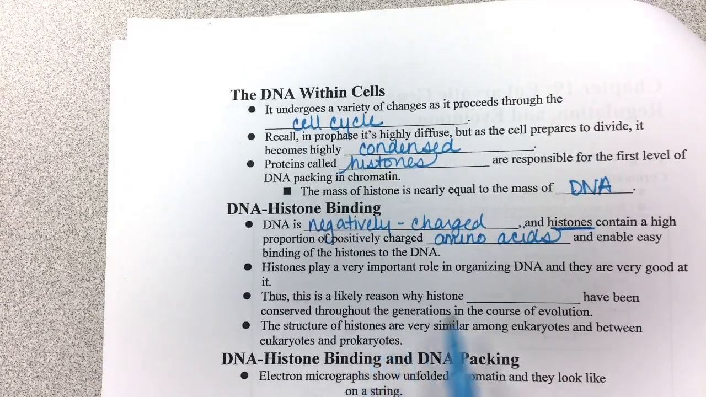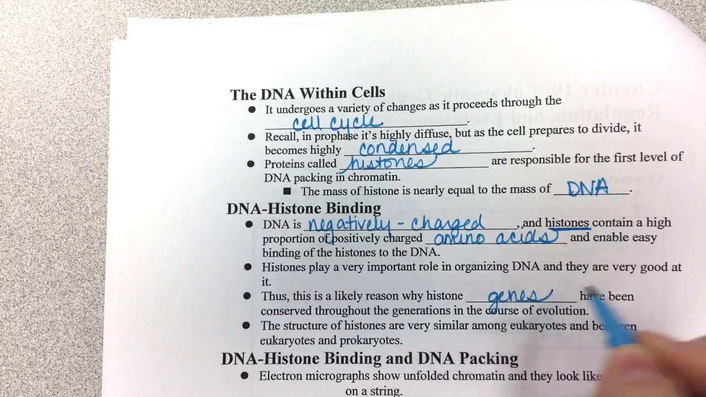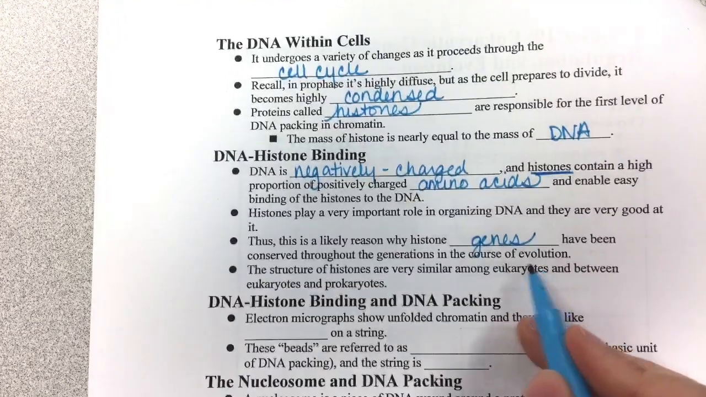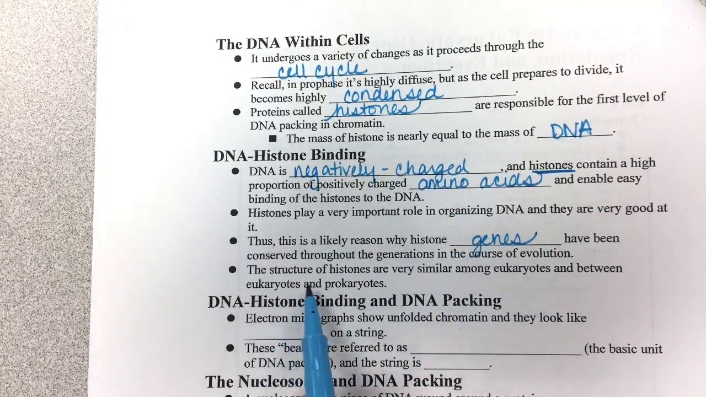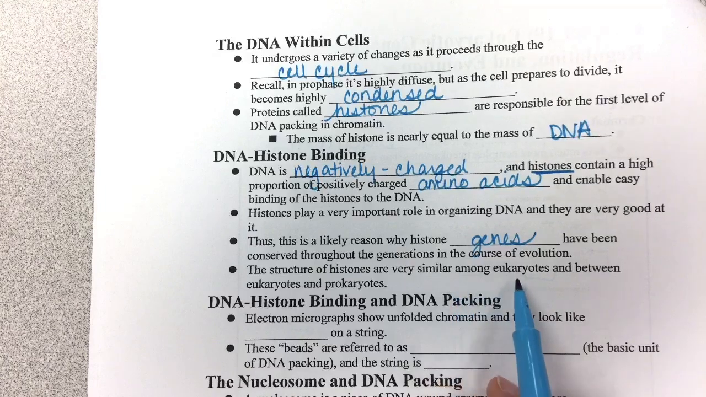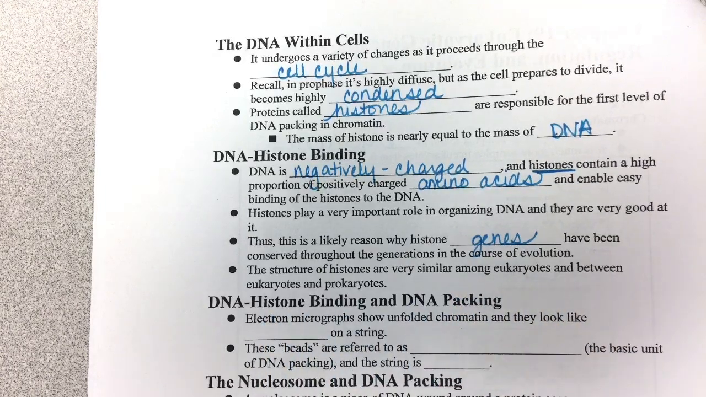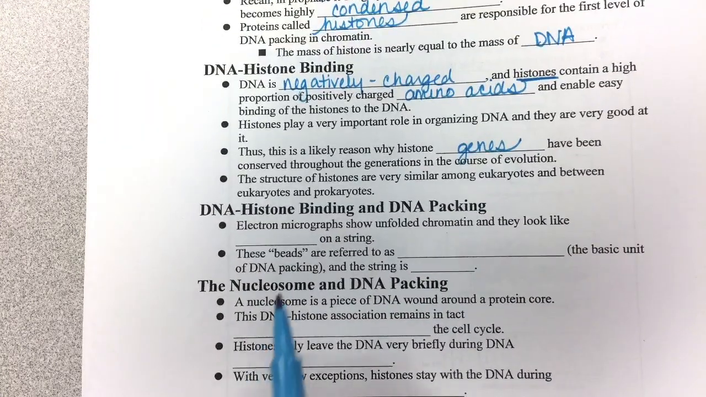Histones play a very important role in organizing the DNA, and they're good at it. Thus, it's a likely reason why histone genes, the genes that code for making histones, have been conserved throughout the generations in the course of evolution, because it's very helpful to keep the DNA organized. The structure of histones is very similar among eukaryotes and between eukaryotes and prokaryotes as well, showing a relatedness between all living things.